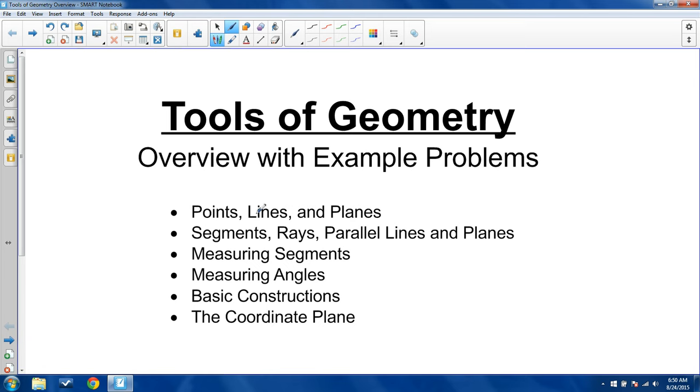But here, we're going to look at points, lines, and planes, segments, rays, parallel lines with planes, measuring segments and angles, basic constructions, meaning using a compass, and the coordinate plane. And the example problems on here, they have numbers. I'm using them for a class, so please ignore where I skip some numbers here and there. They'll go in sequence and then they'll jump around a little bit.